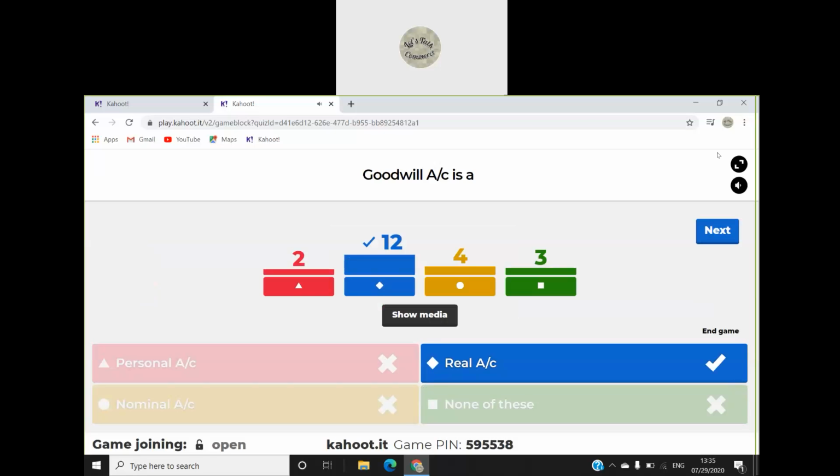Okay, so the correct answer is real account. Goodwill is an asset and assets go into real account. So it cannot be personal, it cannot be nominal, and it cannot be none also because it will be either personal, real or nominal. Raghav has typed the right answer now in the chat box, but no student, please don't type answer in the chat box now because as of now the test is going on.